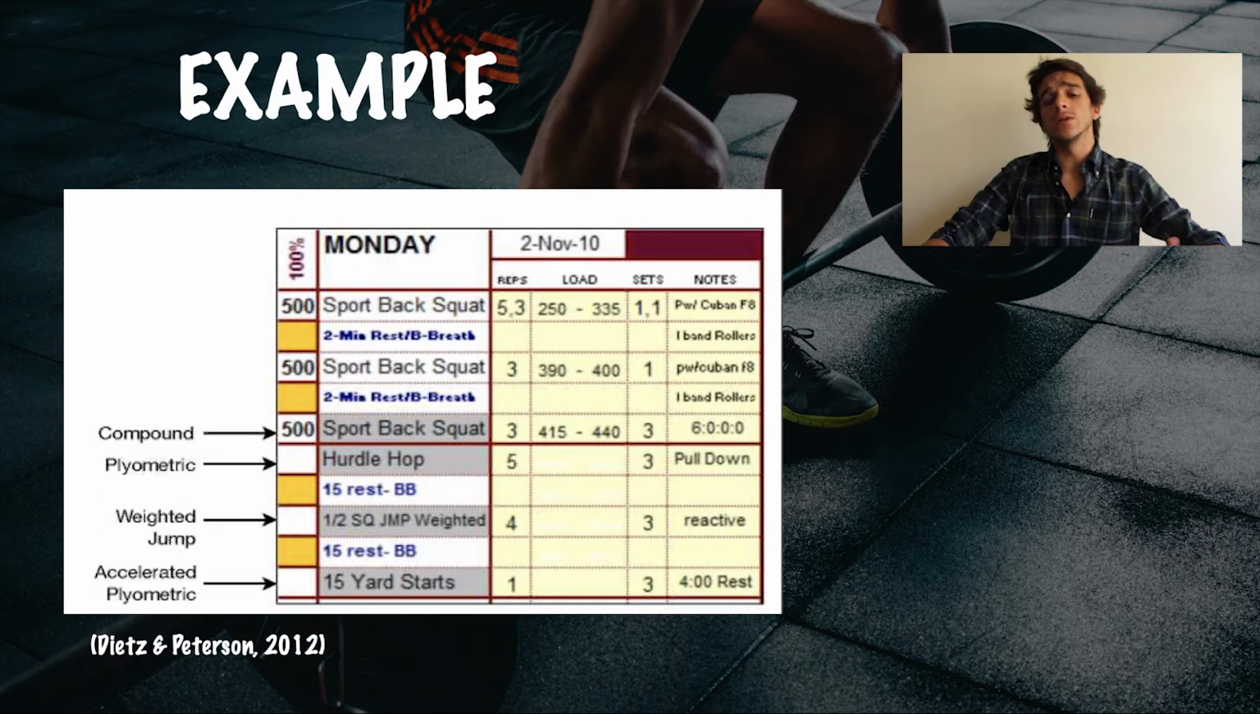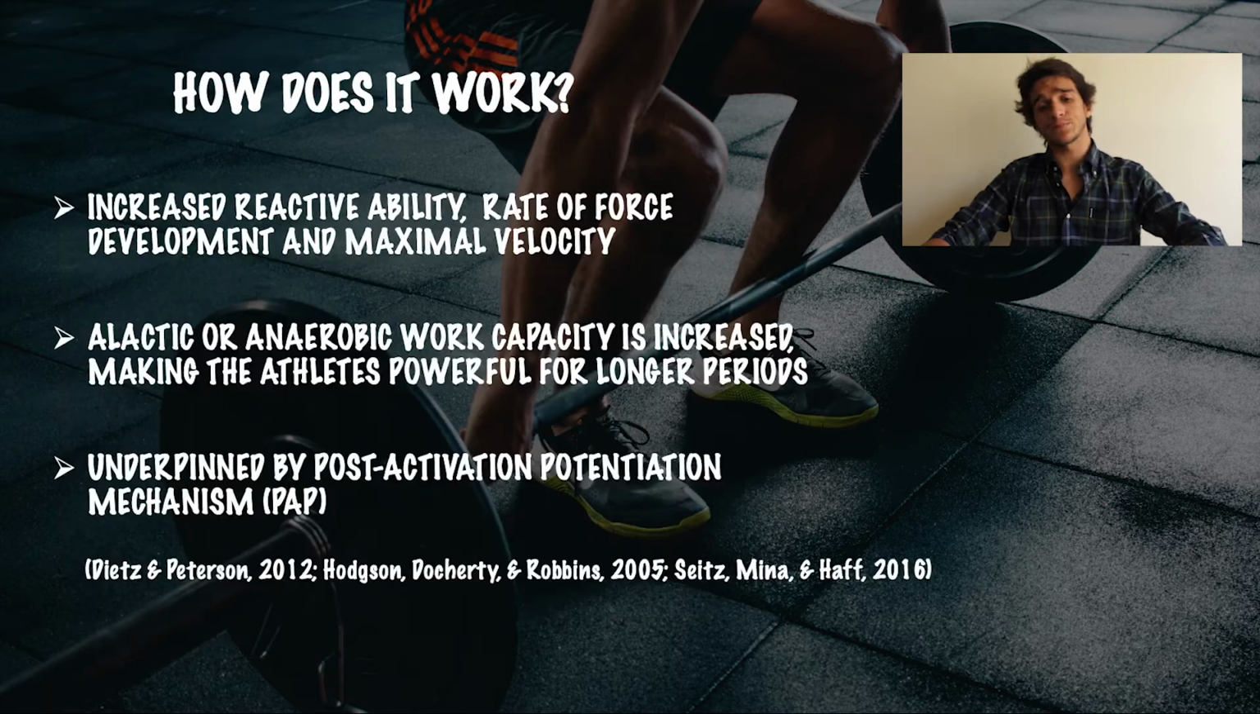We can clearly see that it starts with a compound movement, a back squat. It then is followed by the plyometric movement with the slow SSC, the hurdle hops. The third exercise is the half squat jump with additional weight, so this is a weighted jump. And the last exercise is the 15-yard starts as a form of accelerated plyometrics.